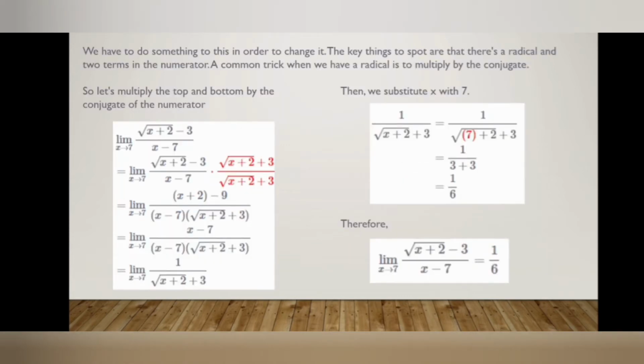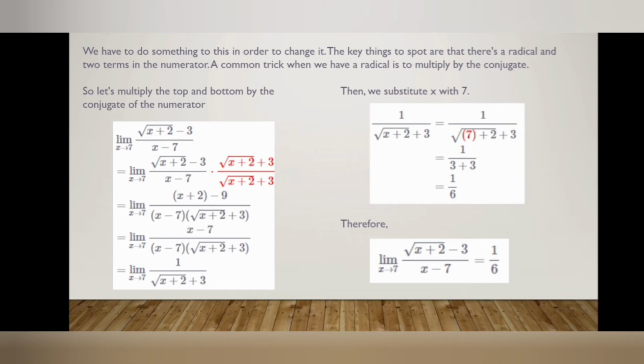In our next example, we have to do something to our equation in order to change it. The key things to spot are that there's a radical and two terms in the numerator. A common trick when we have a radical is to multiply by the conjugate. Let's try multiplying the top and bottom by the conjugate of the numerator.